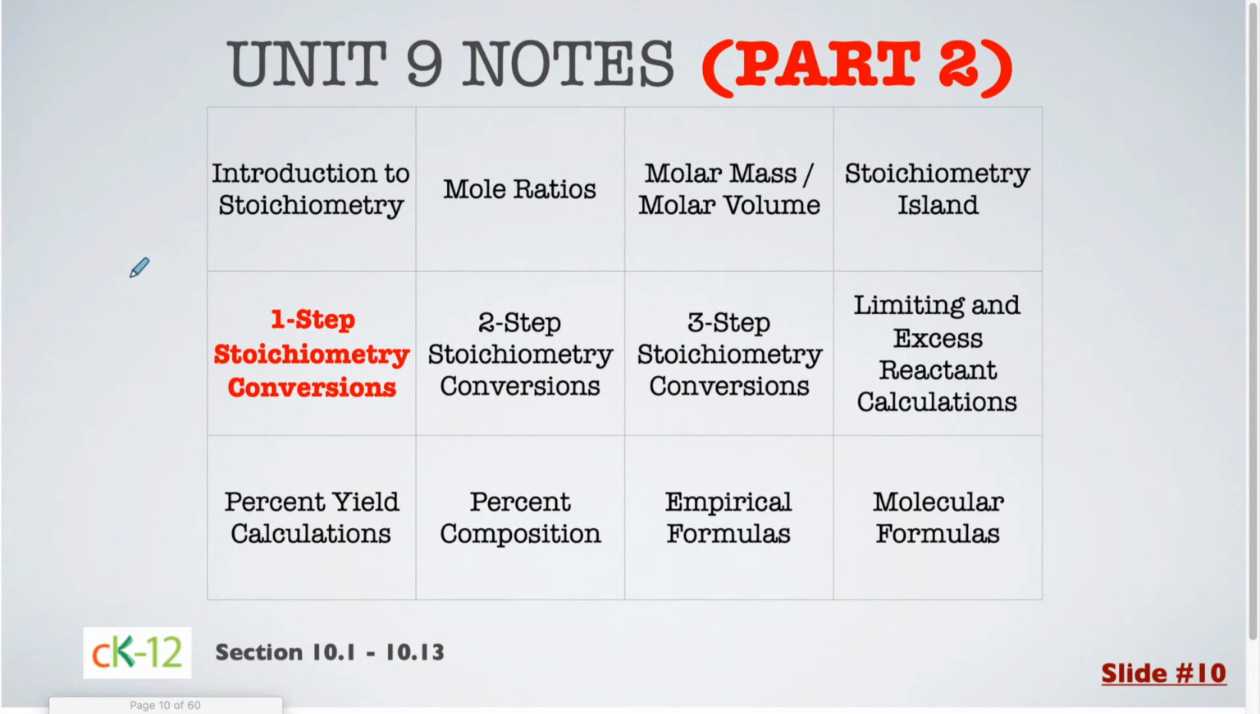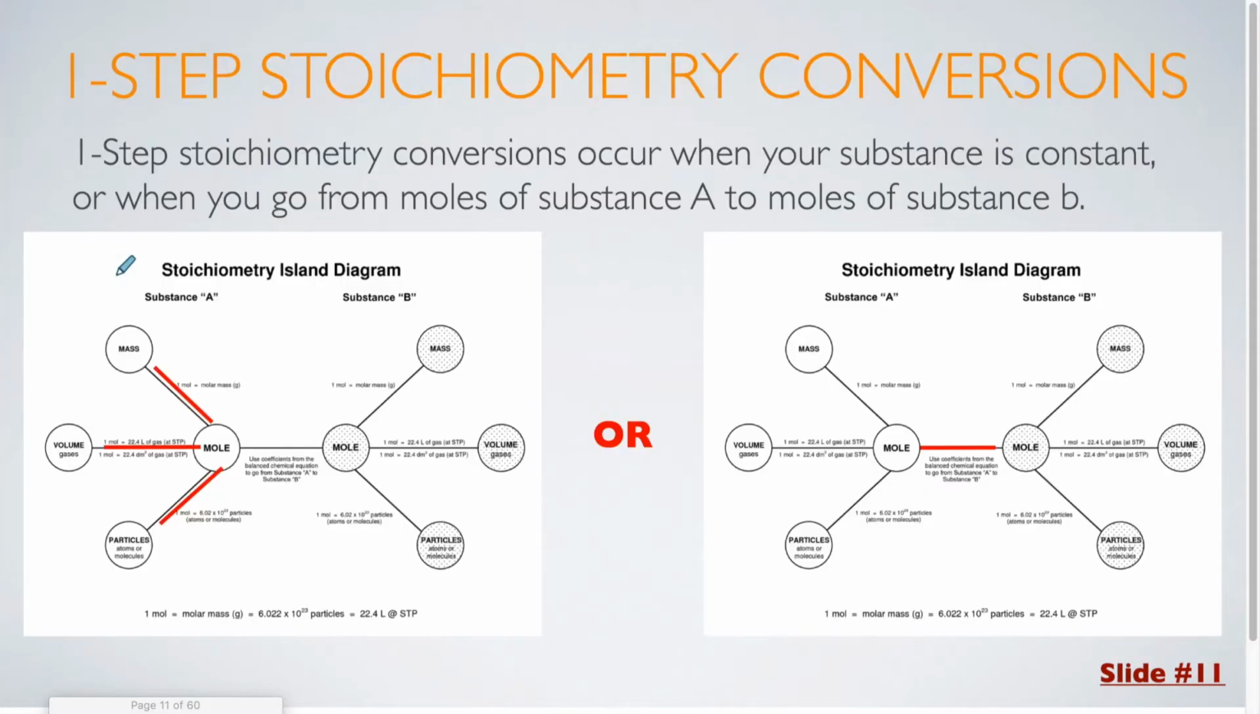This is part 2 of the Unit 9 notes. In this video, we will be covering one-step stoichiometry conversions. One-step stoichiometry conversions occur when your substance is constant, or when you go from moles of substance A to moles of substance B. So if you were to look at stoichiometry islands, there's two possibilities.